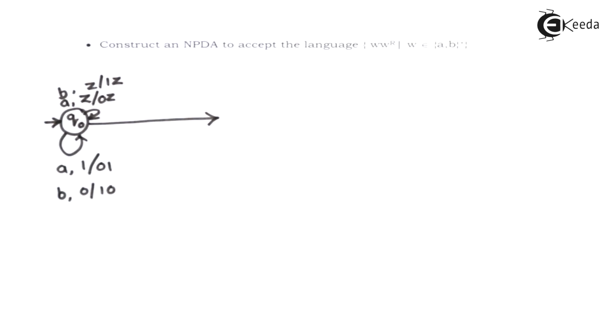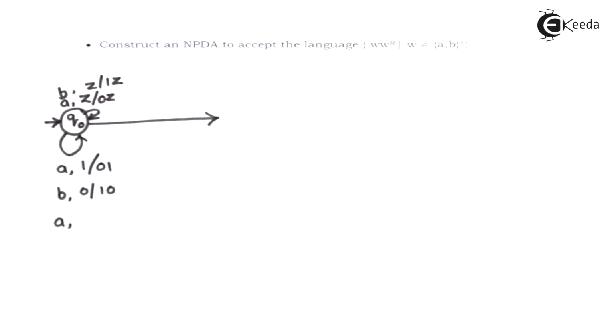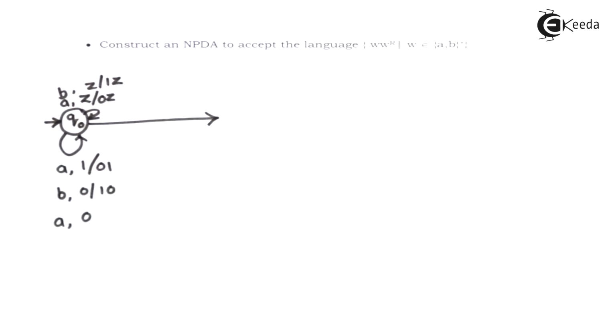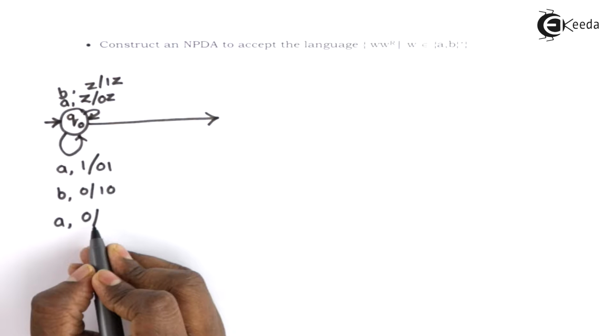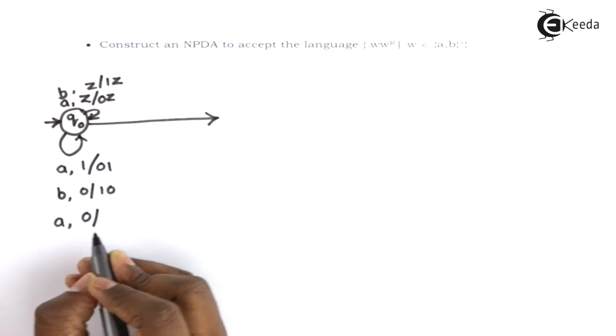But if A is the input symbol and 0 was the last symbol, it is possible that it is the middle. In that case, one transition would be assuming that it is the middle, and the other transition would be assuming that it is not the middle. So if we push 0, 0, it will be assuming that it is not the middle. We need to count more A's and B's.